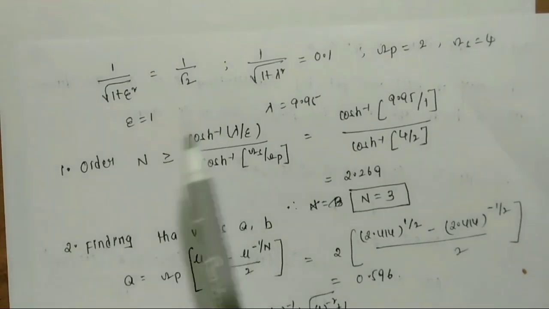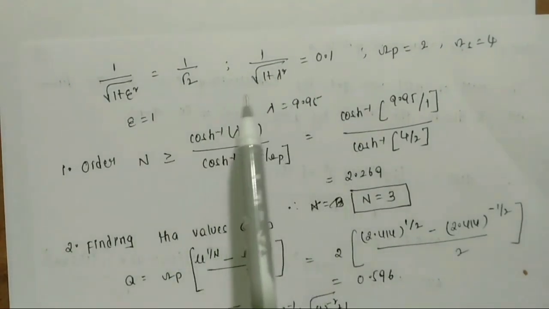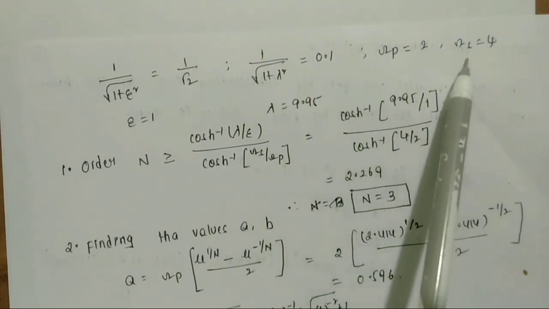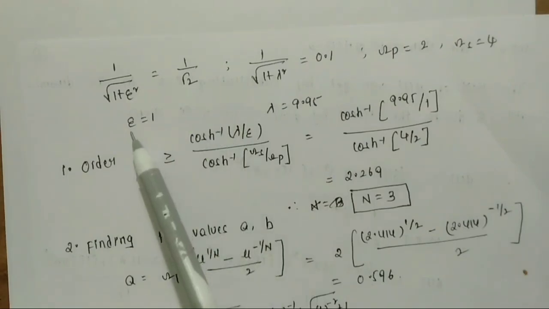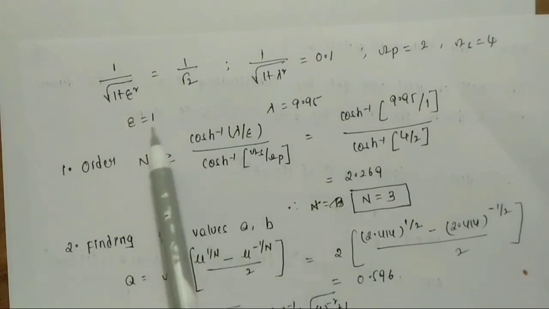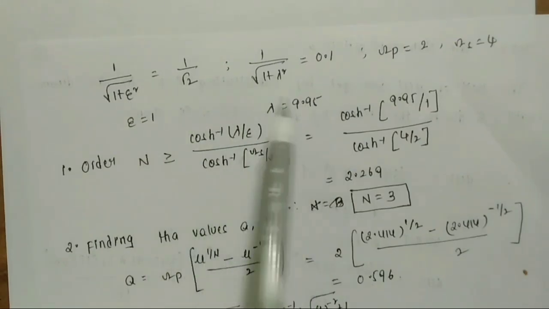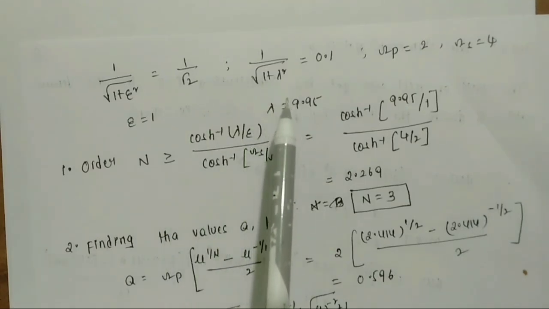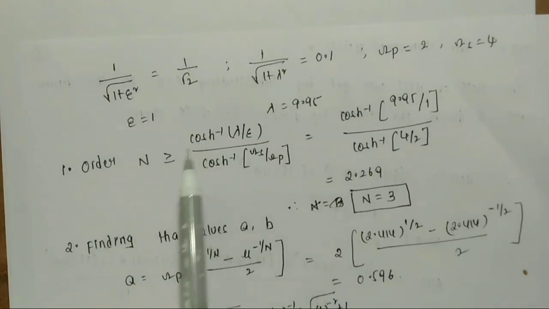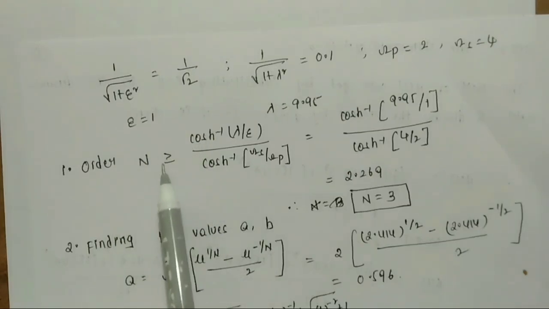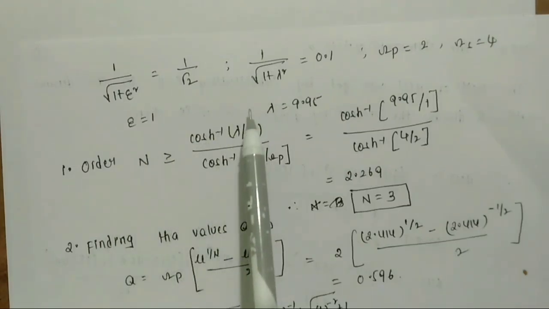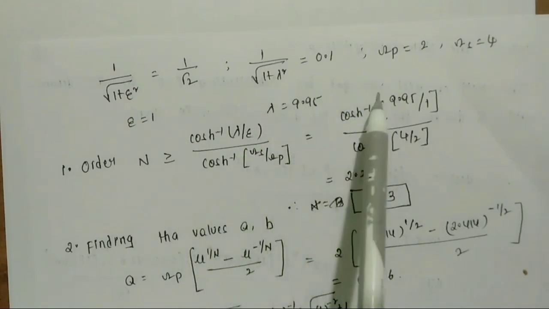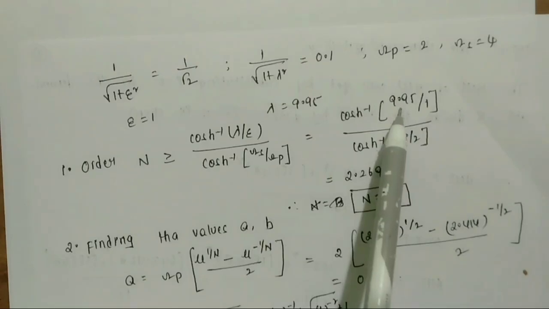So 1 by root of 1 plus epsilon square is equal to 1 by root 2, 1 by under root 1 plus lambda square is equal to 0.1, omega p equal to 2 and omega s is equal to 4. If you evaluate, you get epsilon equal to 1 and lambda equal to 9.95. For solving such problems, extracting the data is very important. After that we all know the formulas. So the order n is greater than or equal to cosh inverse of lambda by epsilon, where lambda is 9.95 and epsilon is 1, which we have substituted here.